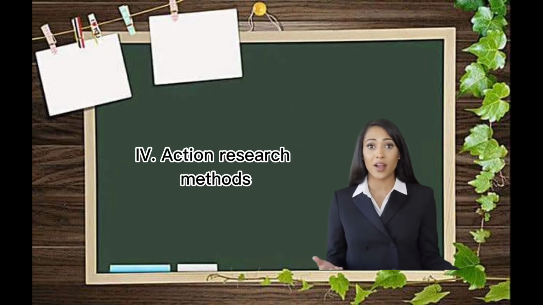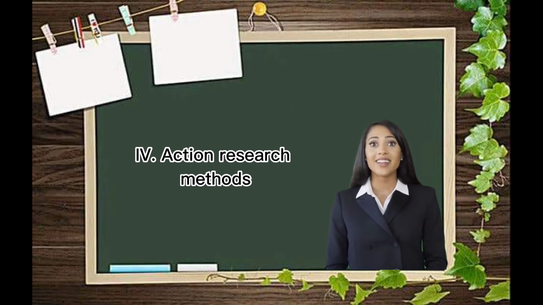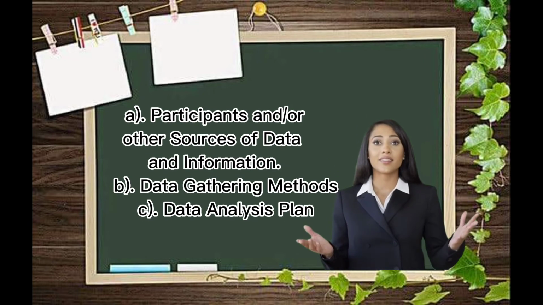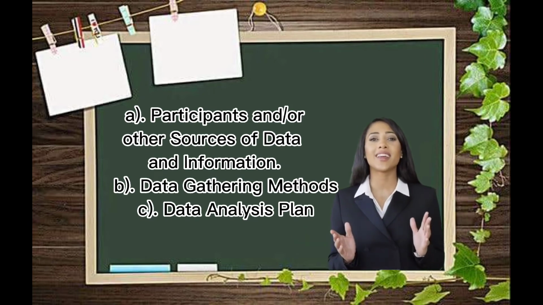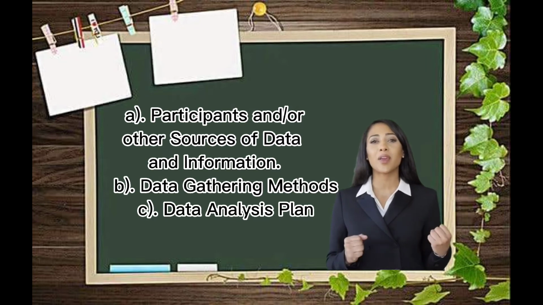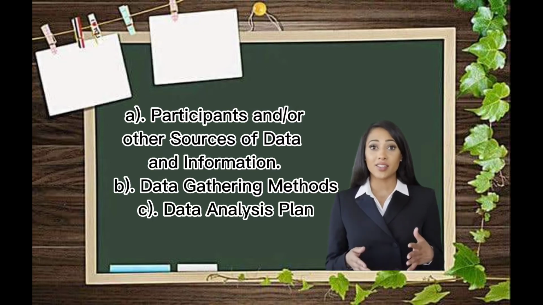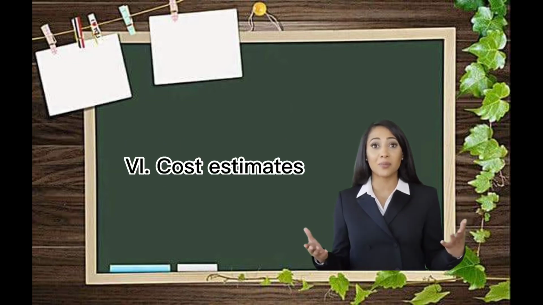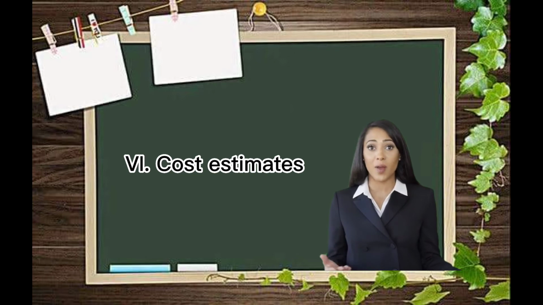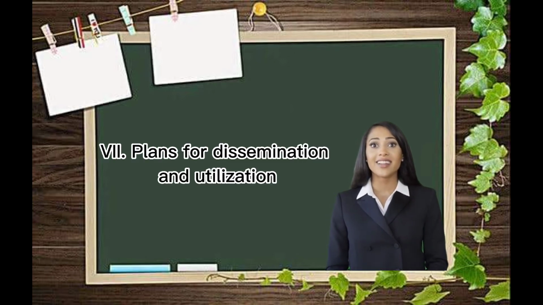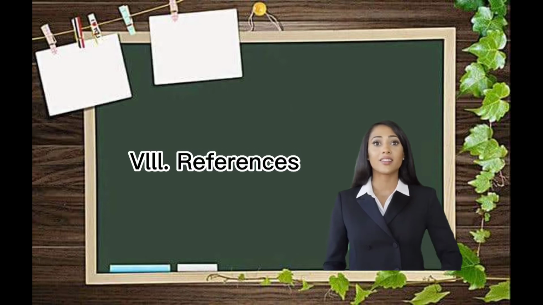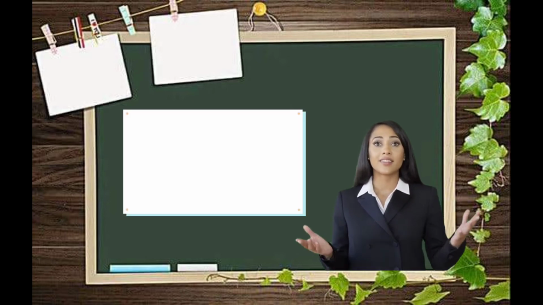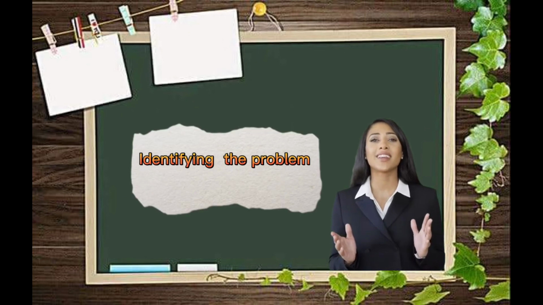4. Action research method. Under the action research method, the components are: A. Participants and or other sources of data and information. B. Data gathering methods. C. Data analysis plan. 5. Action research work plan and timelines. 6. Cost estimates. 7. Plans for dissemination and utilization. 8. References.